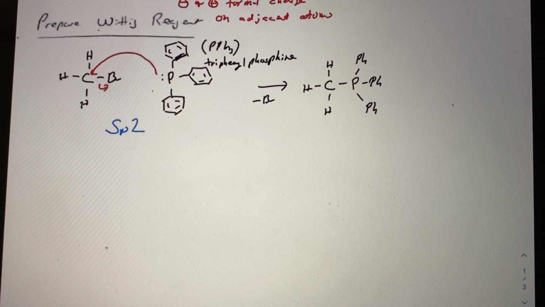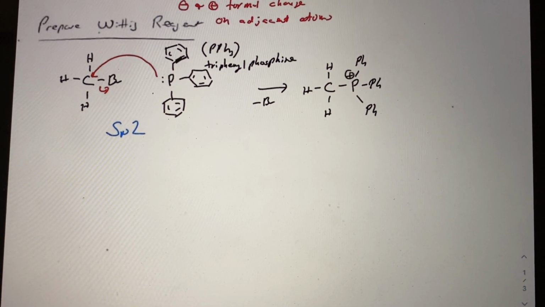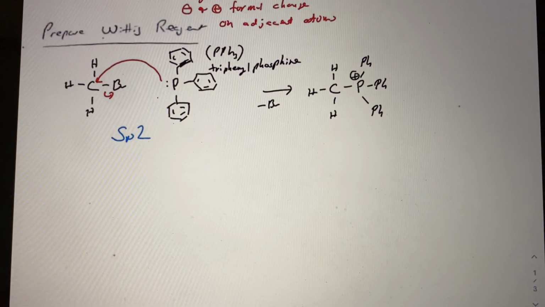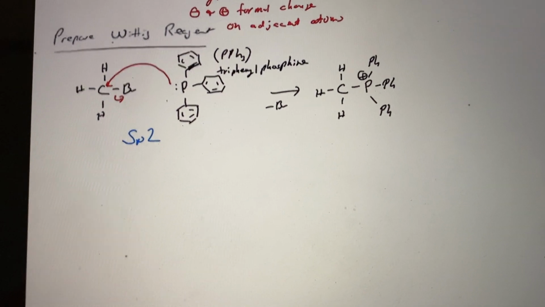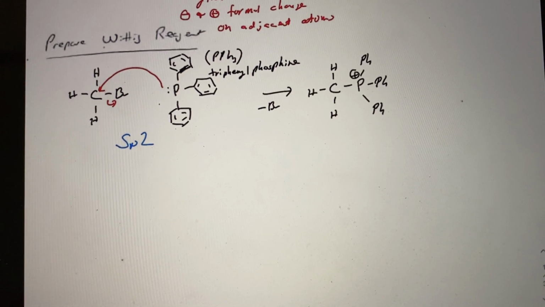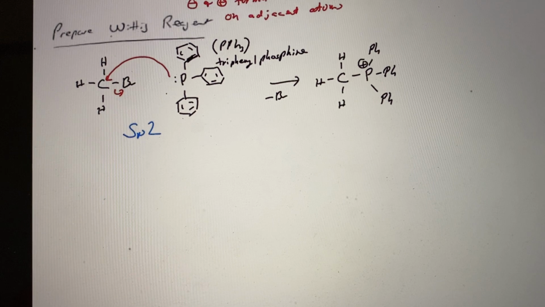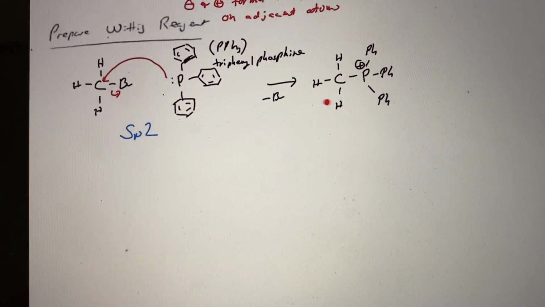Now, in the attack here, the phosphorus uses its lone pair of electrons to form that bond with the carbon, so now the phosphorus has a positive formal charge. So we're halfway to our ylid, and now with this carbon having this positively charged phosphorus right next to it, it makes these hydrogens here a little bit more acidic.